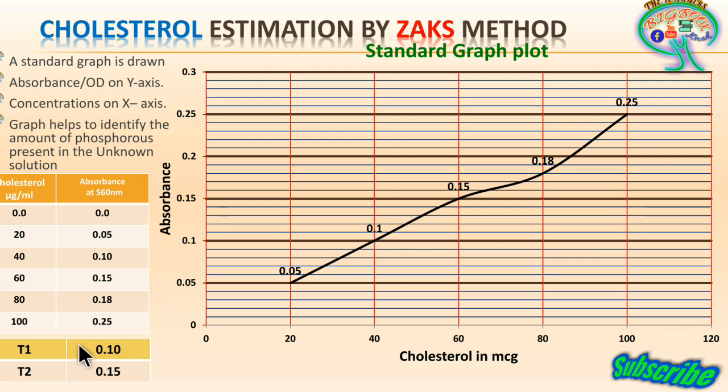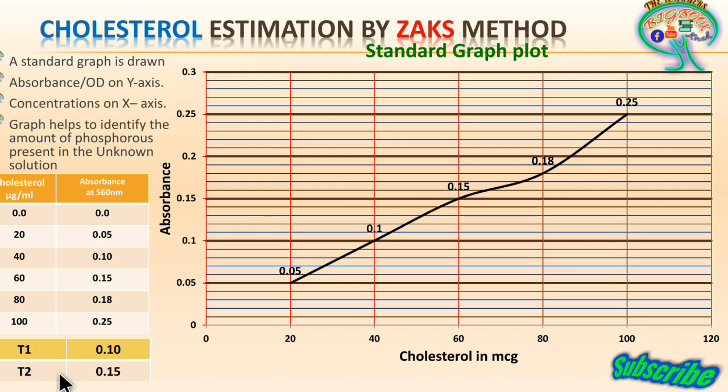Now when you look at the sample values, if you consider 0.10, that will be here on the y-axis, the absorbance value. Here it is going to take this particular graph line and fall perpendicular till here. So 40 micrograms of cholesterol is present in this particular sample of 0.5 ml. You have to remember the volume also.